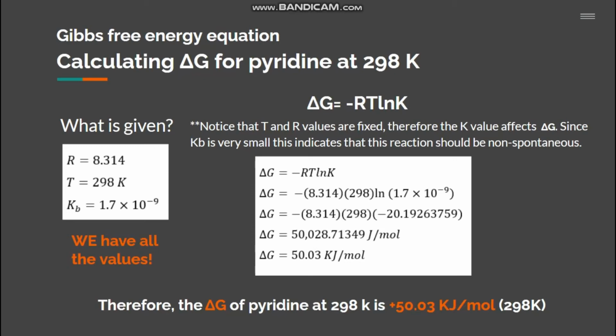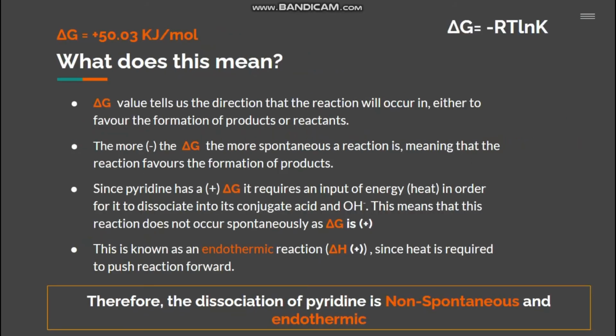When we put all our values into the equation, we get positive 50.03 kilojoules per mole as delta G at a temperature of 298 Kelvin. So, what does this number mean? The more negative the G value, the more spontaneous the reaction is, meaning that the formation of products is favored. Since pyridine has a positive G, it requires an input of energy in order for it to dissociate into conjugate acid and OH. This makes the dissociation of pyridine an endothermic reaction, as heat is required to push the reaction forward. Hence, the H value would also be positive. Therefore, the dissociation of pyridine is non-spontaneous and endothermic.